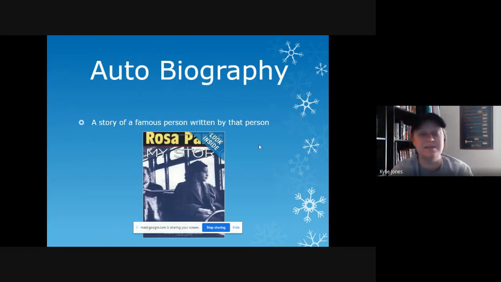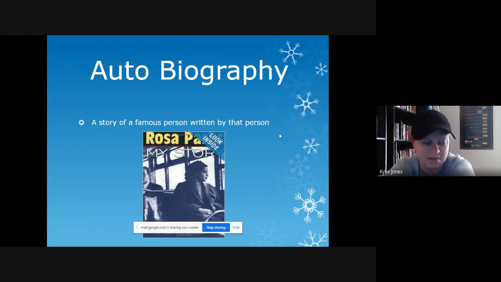The next one is an autobiography. This time, it's a story about a famous person that they wrote themselves. So Rosa Parks, she didn't give up her bus seat during the civil rights era, and it created a whole civil rights movement to help African Americans get the rights they have right now. And she wrote a book about her experiences, which makes it an autobiography. It's about herself, and she actually wrote it.